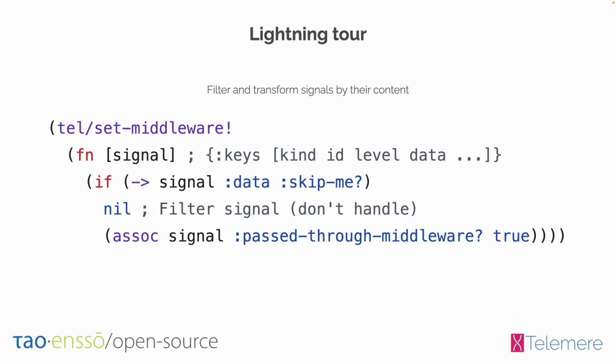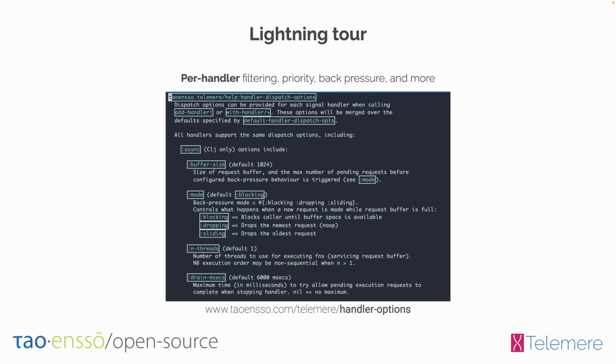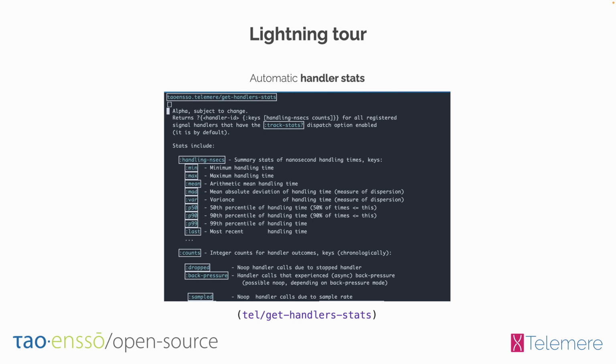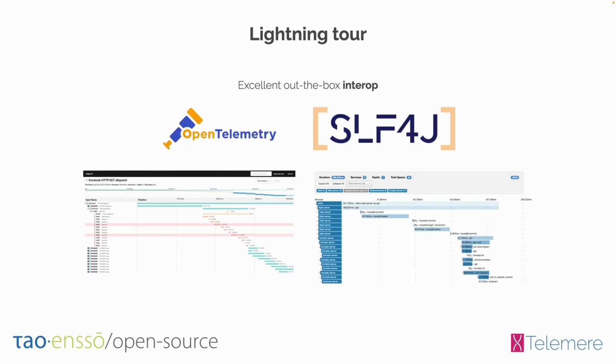Middleware lets you arbitrarily transform or filter signals based on the signal content, on your program state, or on anything else that you like. Signal handlers have independently configurable filtering, async options, backpressure modes, priorities, and a lot more. Every handler automatically generates stats by default, making it really easy to understand handler performance, backpressure, filtering behavior, etc. Telemere has really great out-of-the-box interop with OpenTelemetry and OpenTelemetry tools and exporters, including Jaeger and Zipkin. And Telemere can easily act as a provider for SLF4J, meaning you can use it as a backend for your Java logging. Telemere also has great support for clojure.tools.logging.